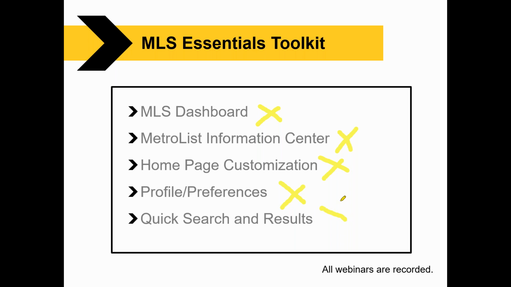And then I just add a little bit of a quick search and some results at the end, just kind of a quick little additional tip and trick on some searching. So that's what we're going to be going over today. And so this is your Essentials Toolkit.